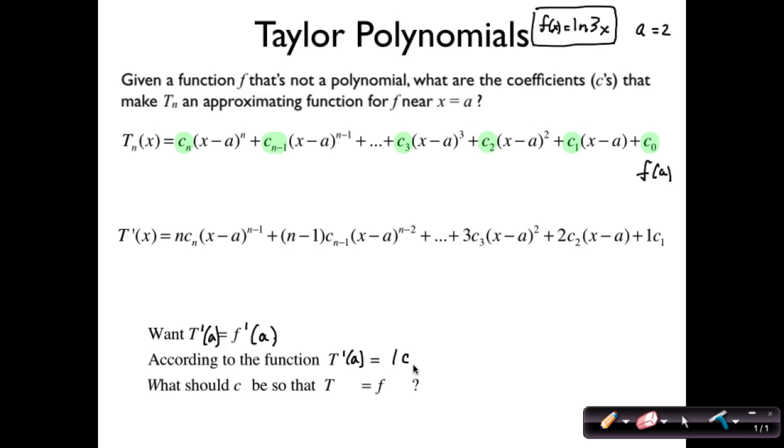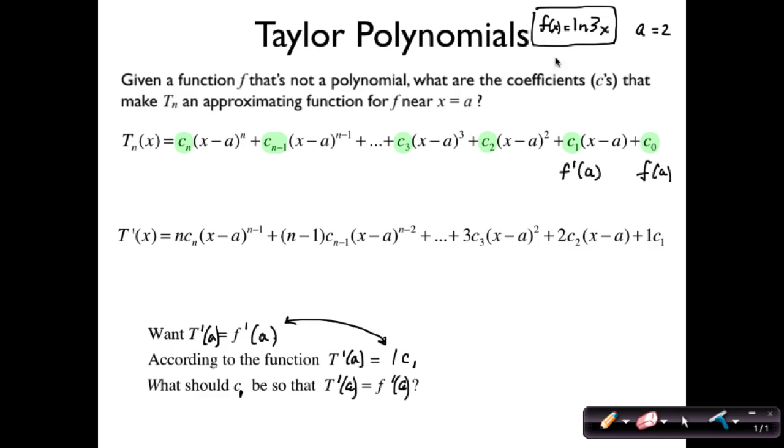So 1 times C1. I want the first derivative to be the first derivative of the actual function at a. According to the first derivative of my Taylor polynomial, it's equal to 1 times C1. Therefore, what should C1 be, so that the first derivative of my polynomial is the first derivative of the function? What do I want to make C1? What should it be? F prime, right? F prime of a.